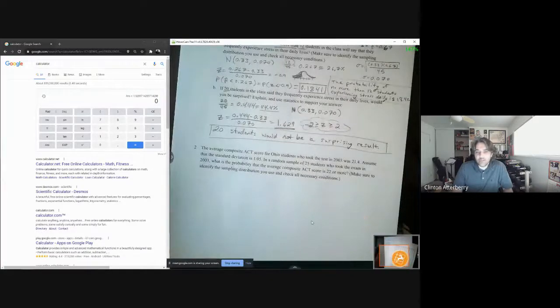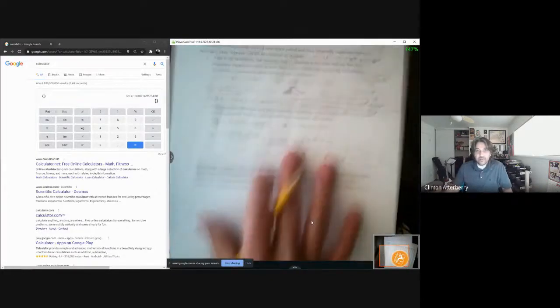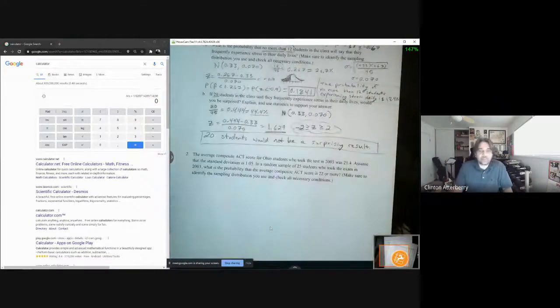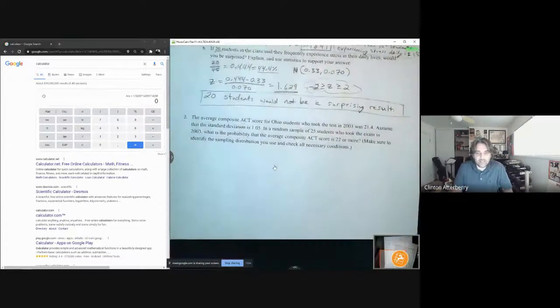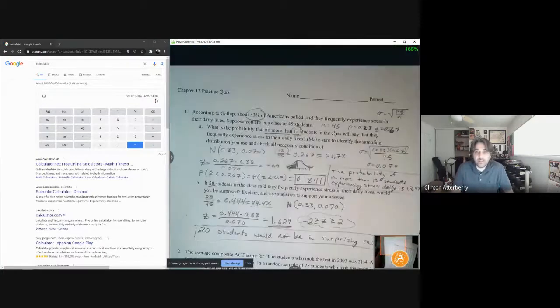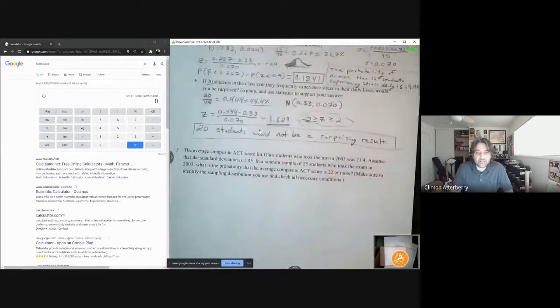So the last question now, we're going to kind of reset. We did all this for the previous question. Number 2 is going to be slightly different, but very similar, as in we're going to use a z-score, but they give us a different set of information. It's no longer a proportion. It's no longer 33% or something.